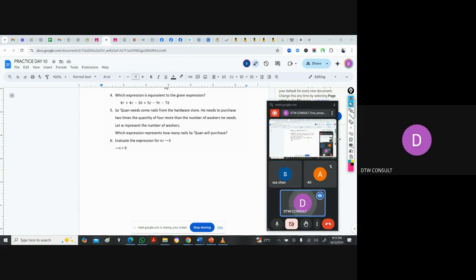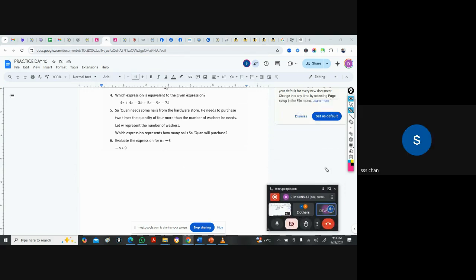All right. So on this, it says evaluate. All right, Sikra, this says evaluate the expression for n equal to negative 3. This is quite simple and straightforward. N is negative 3. Where n is in the expression, there's already a negative in front of n. So you put that negative there, then the n is negative 3. So that will be negative 3 plus the 9.